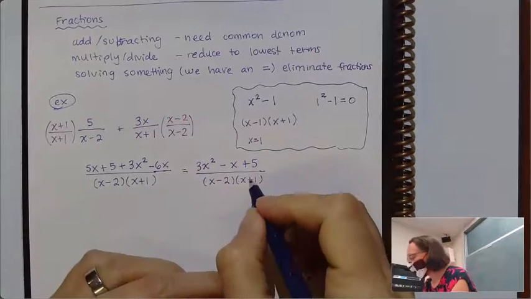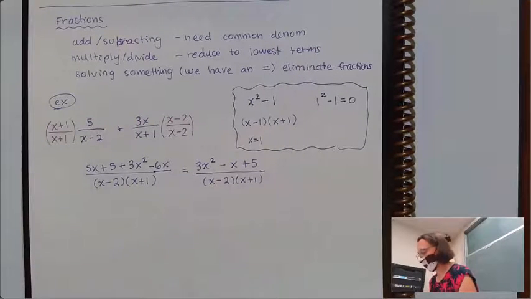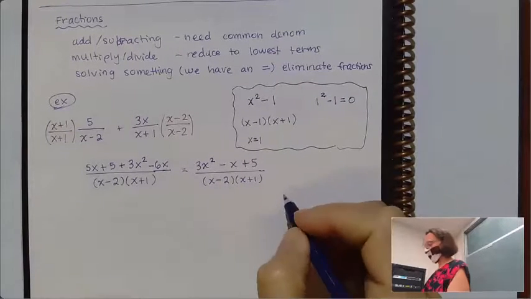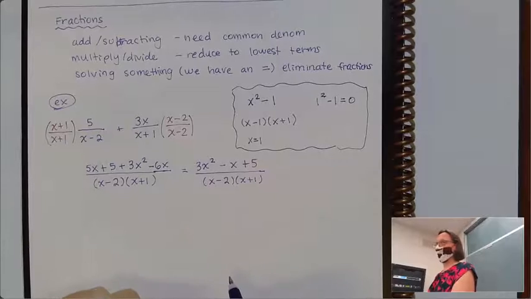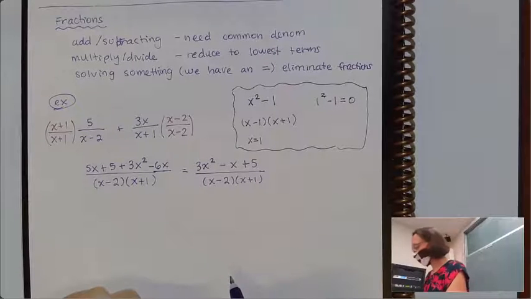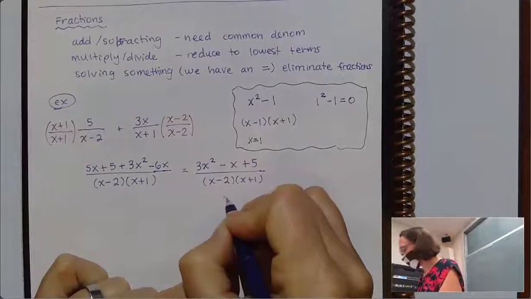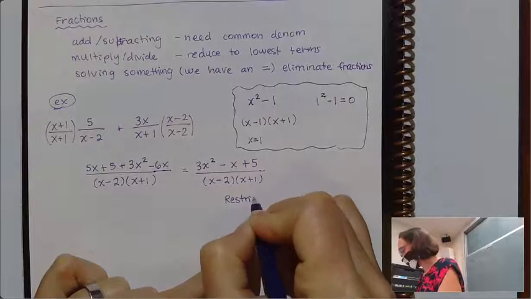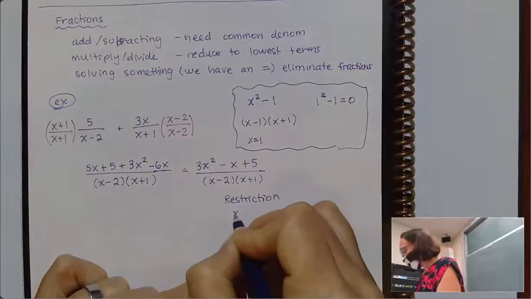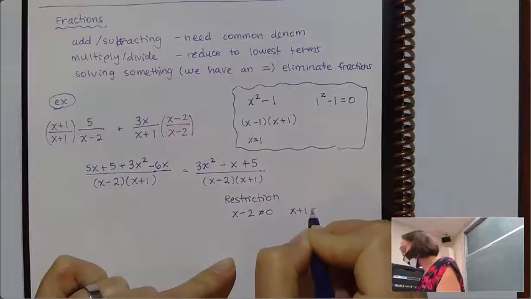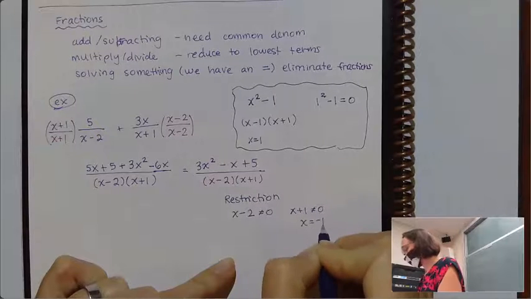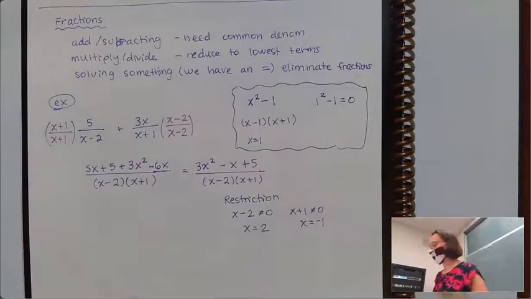So I'm setting the entire factor equal to 0, right? And that's the same as what my restrictions on the variable would be here, right? So if I think about what the restriction is, I need the x minus 2 can't be 0 and the x plus 1 can't be 0, which would mean that's a -1 and that's a +2.